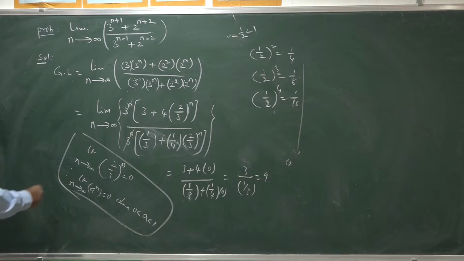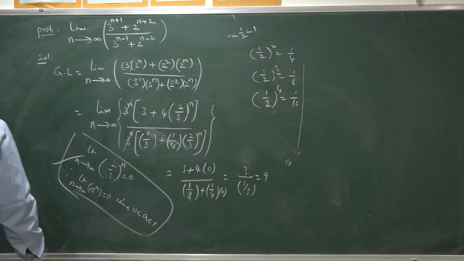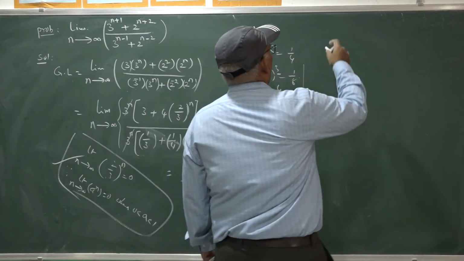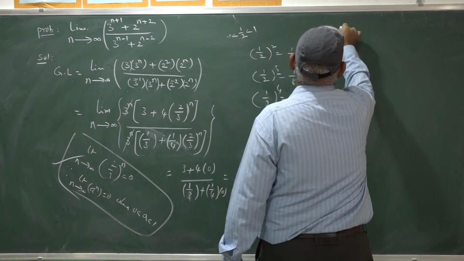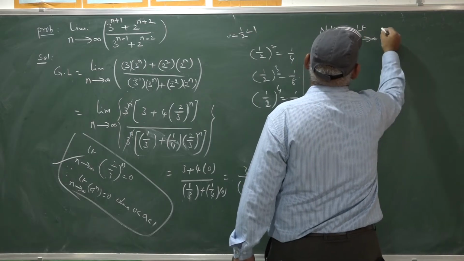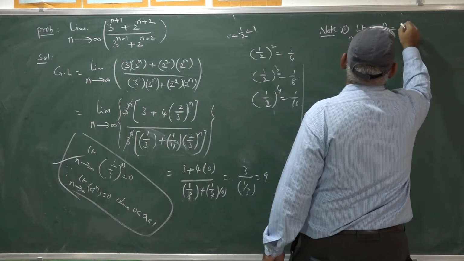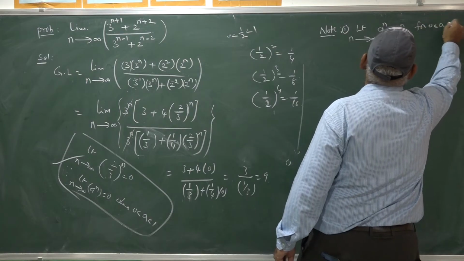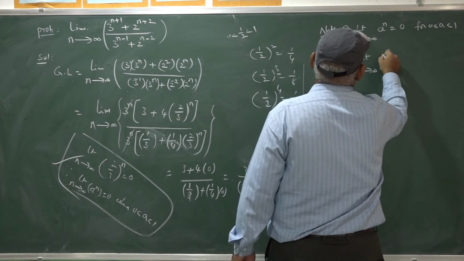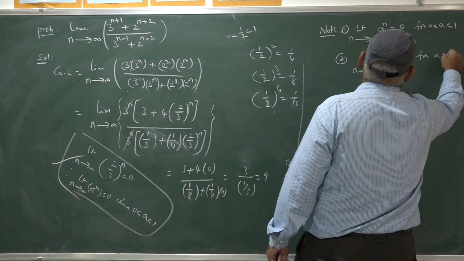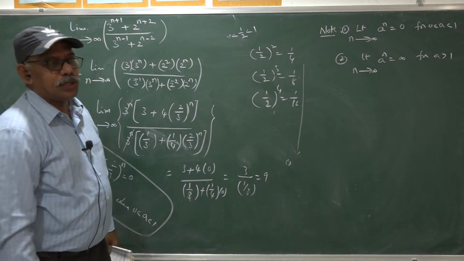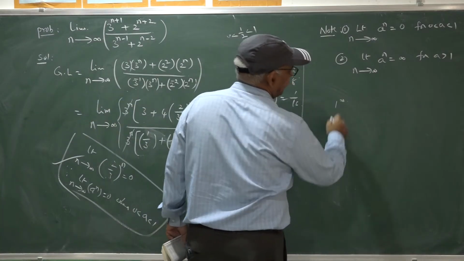That is the approach. This is a very important one. You can take it as a note point. Limit as n goes to infinity, a^n is 0 for a lies between 0 and 1. Limit as n goes to infinity, a^n goes to infinity for a greater than 1. In particular, for a equal to 1, the limit does not exist because it takes the 1 power infinity form.